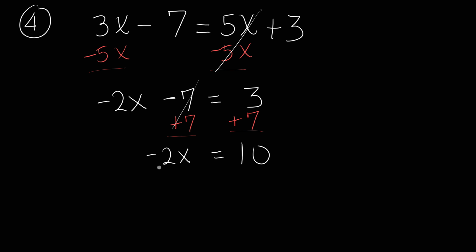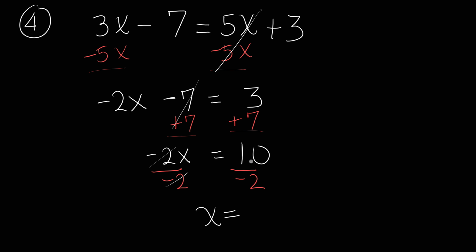Now we have to divide by negative 2, because you want the x to be by itself. You do not just divide by 2; you also have to include this negative sign here. So you have negative 2 divided by negative 2. It will be completely gone, so it's just going to leave you with a single x here.